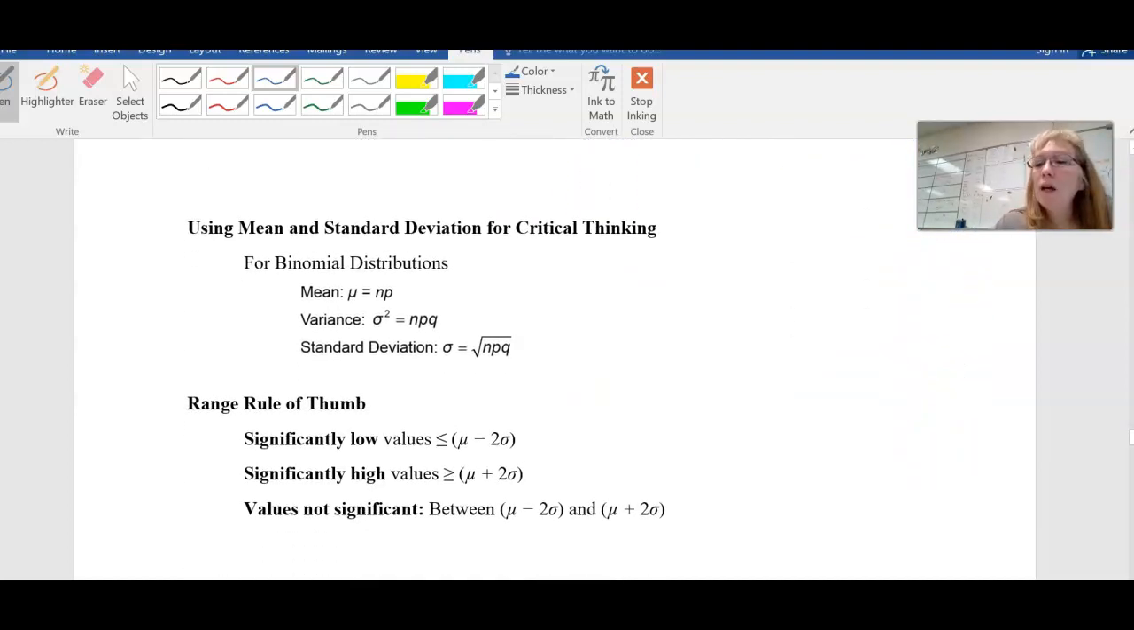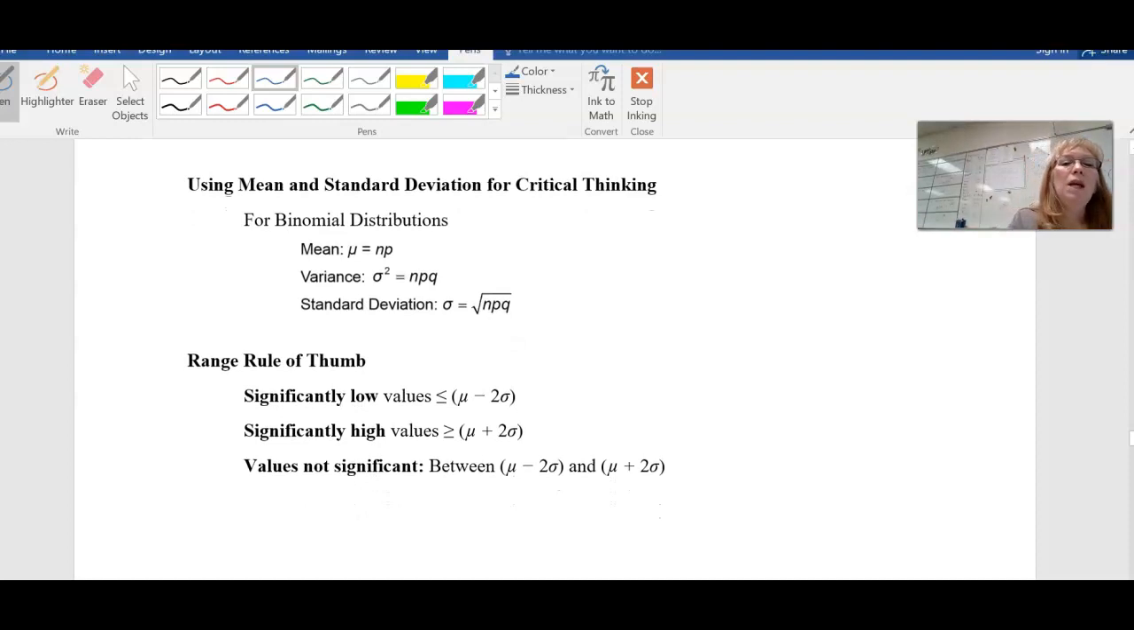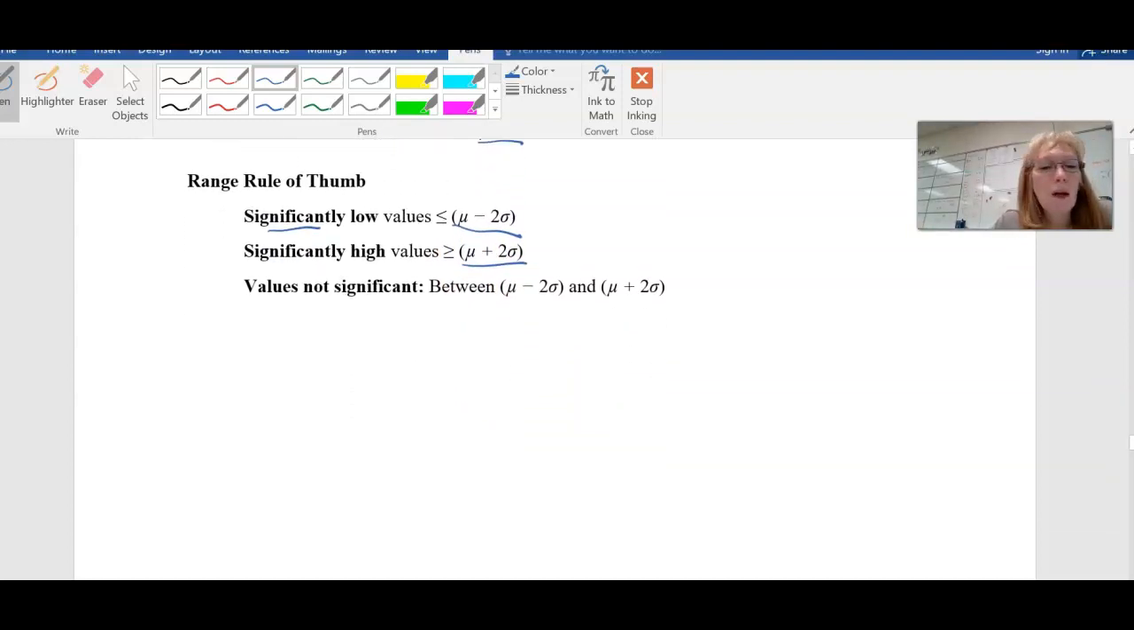Okay, mean and standard deviation for critical thinking. The mean for a binomial distribution is n times p. The variance is n times p times q, and the standard deviation is the square root of your variance. Nothing new. Range rule, again: significantly low is below 2 standard deviations, and significantly high is above 2 standard deviations. Let's go.